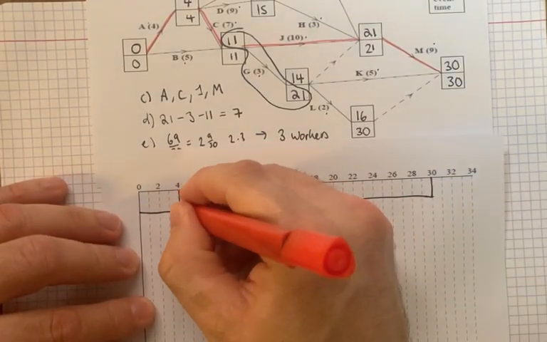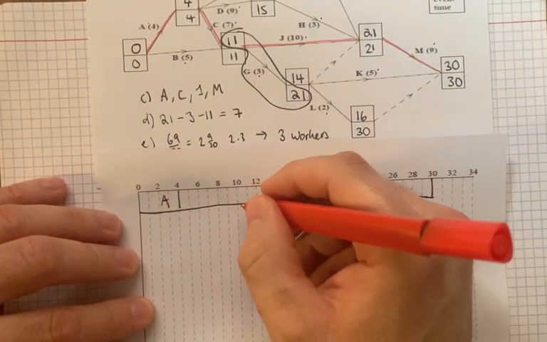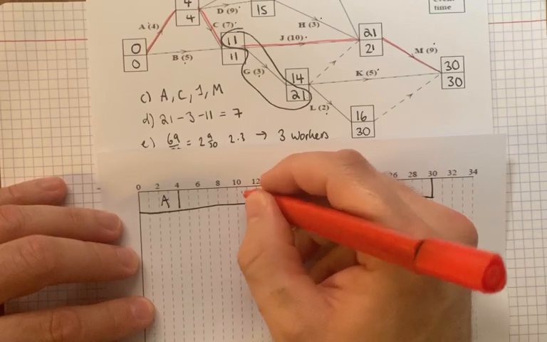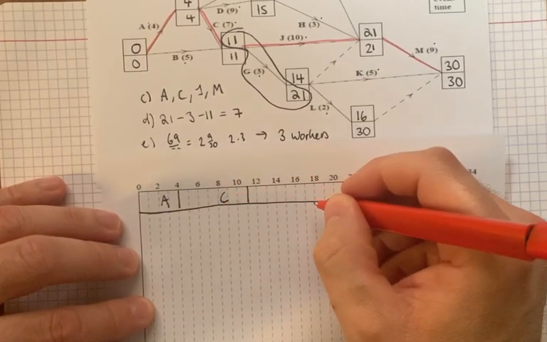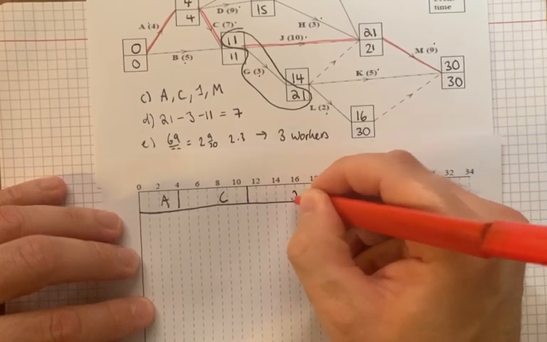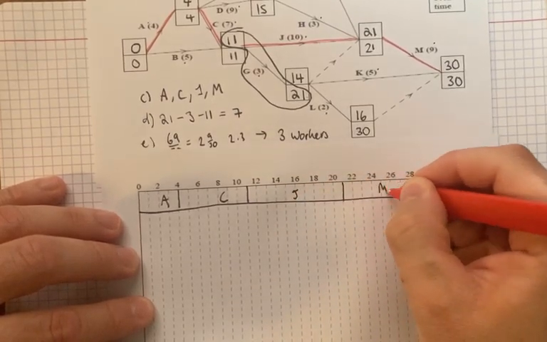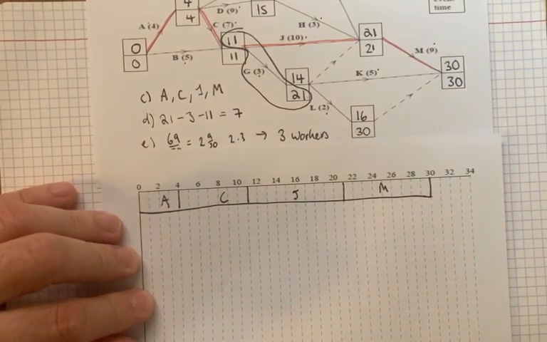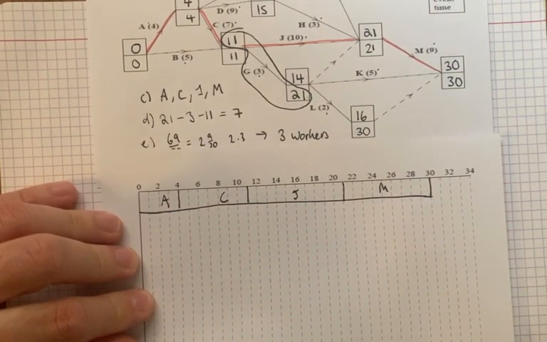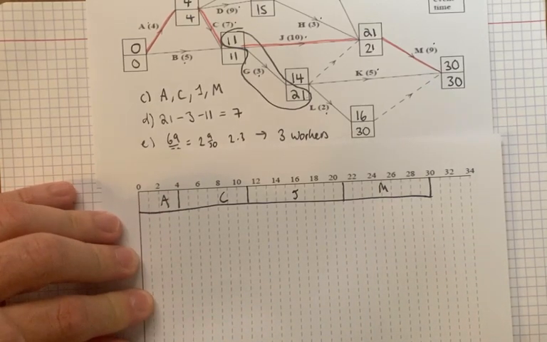So A was 4, B was, no, not B, C goes up to 11. And then I went across J, which took me to 21. And then finally M, which took you from 21 to 30. In the next row, you should normally put in the critical activities that weren't used in your critical path. There aren't any in this question.